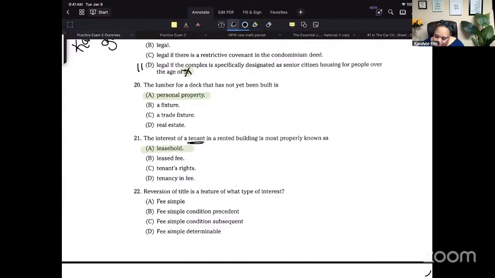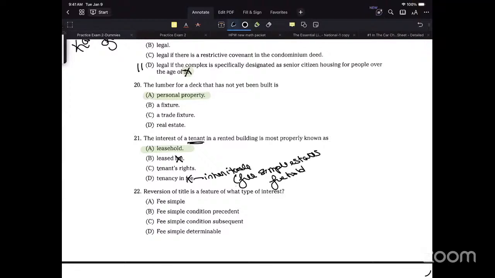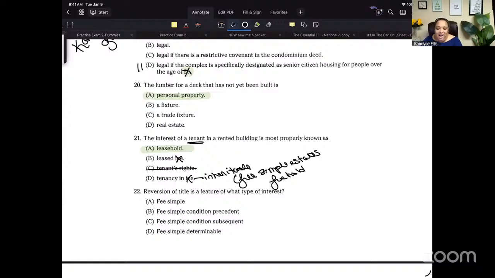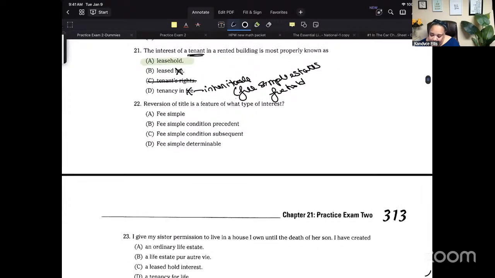Remember, I like to remind you that fee is going to mean inheritable. And that's going to always be our fee simple estates, which are freehold. Which is ownership, right? Which is ownership. Good. There goes my confident Caroline. I love it. Yes. Love it. All right. 22.